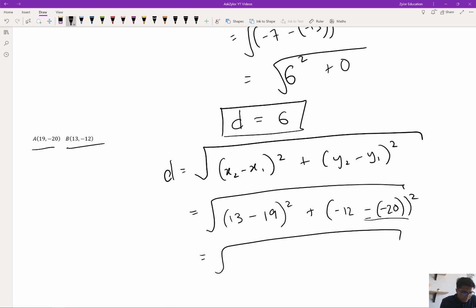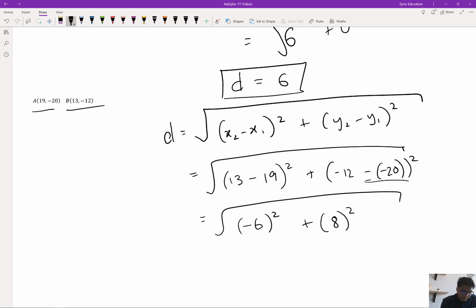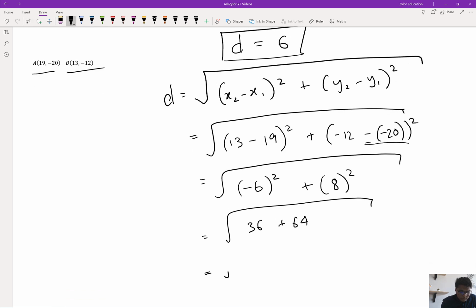So 13 minus 19 ends up being -6 squared. Then I have plus -12 plus 20 ends up being plus 8 squared. So this gives me 36 plus 64, which ends up being the square root of 100, which simplifies to just 10. So my distance between those points is just going to be 10.